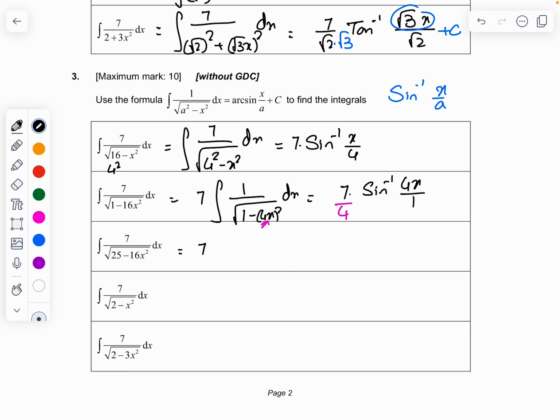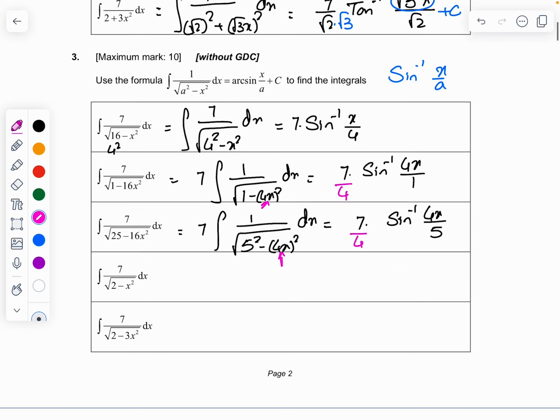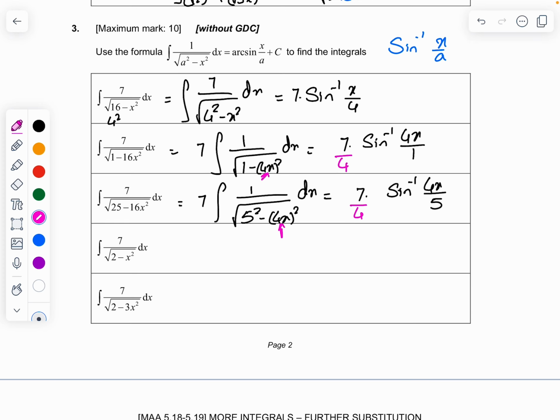Now this becomes 7 times the integral of 1 upon square root of 5 square minus 4x whole square dx. 7 sine inverse of 4x upon 5. But again I have 4x over here, so divide by 4. Instead of x it is 4x, so divide by 4.